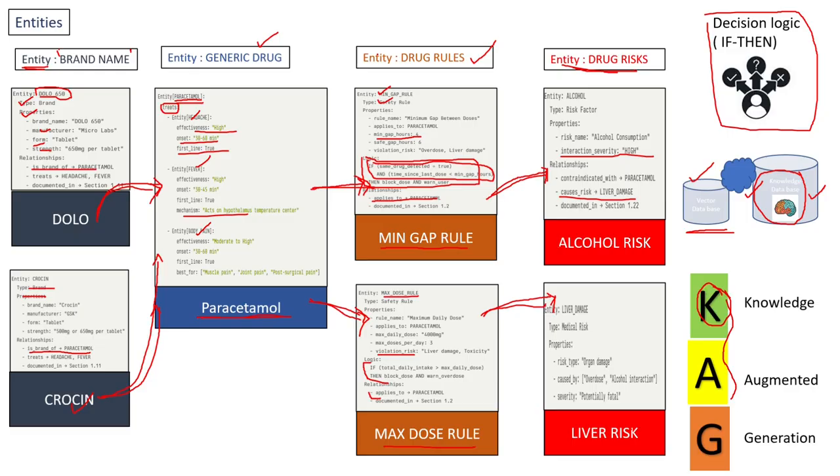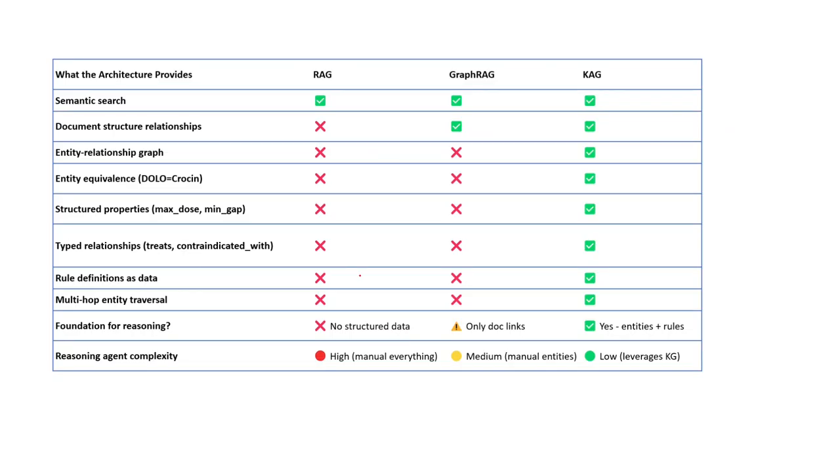Now we will understand all these approaches together in one slide: the architectures RAG, GraphRAG and KAG. Every approach has the ability to do a semantic search, understanding the meaning of the words or sentences to retrieve. Document structure relationship is not present in a RAG.